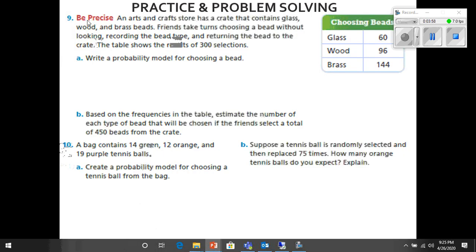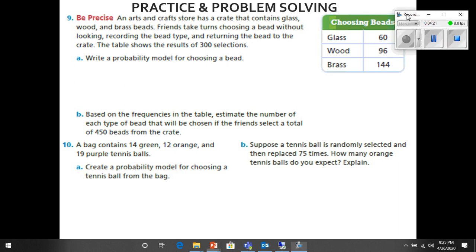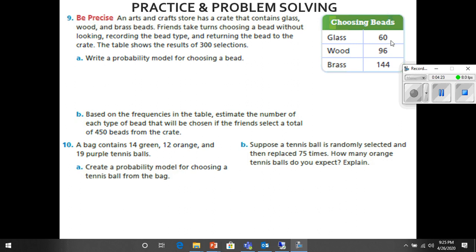Next for number 9, it says, be precise. An art and craft store has a crate that contains glass, wood, and brass beads. The friends take turns choosing a bead without looking, recording the bead type, and returning the bead to the crate. The table shows the result of 300 selections. So they're saying that if we add all these up, it's going to come up to 300.